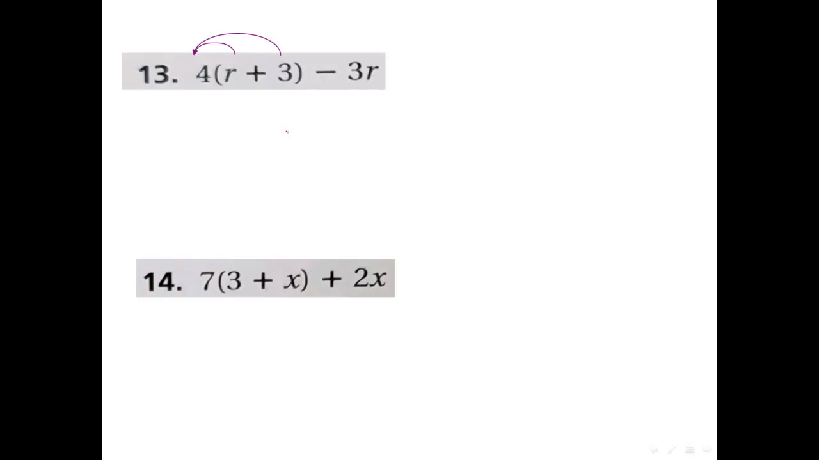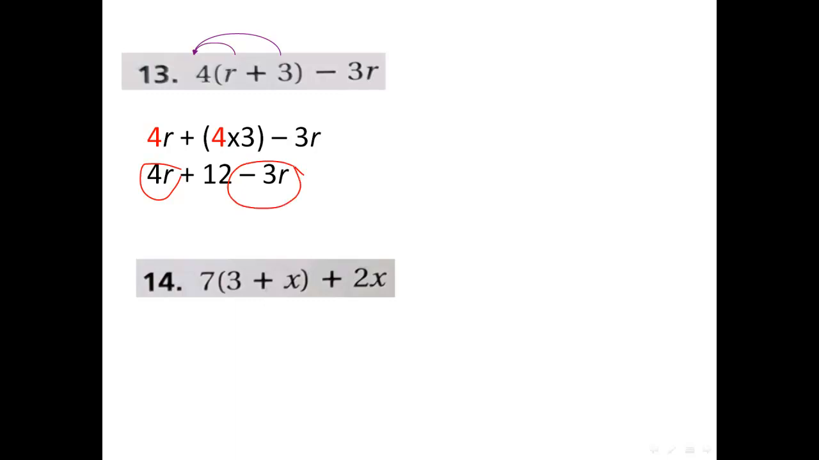So we will have 4 multiplies 3 and 4 multiplies r, and negative 3r stays the same. Okay, 4 multiplies r means 4r, and 4 multiplies 3 equals 12. So we will have 4r plus 12 negative 3r. Now we need to combine the like terms. We have 4r and negative 3r. This means 1r plus 12.